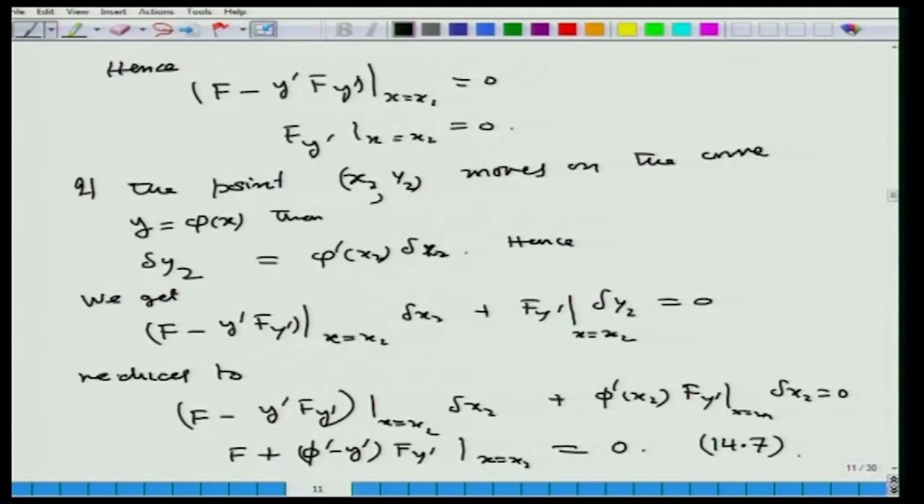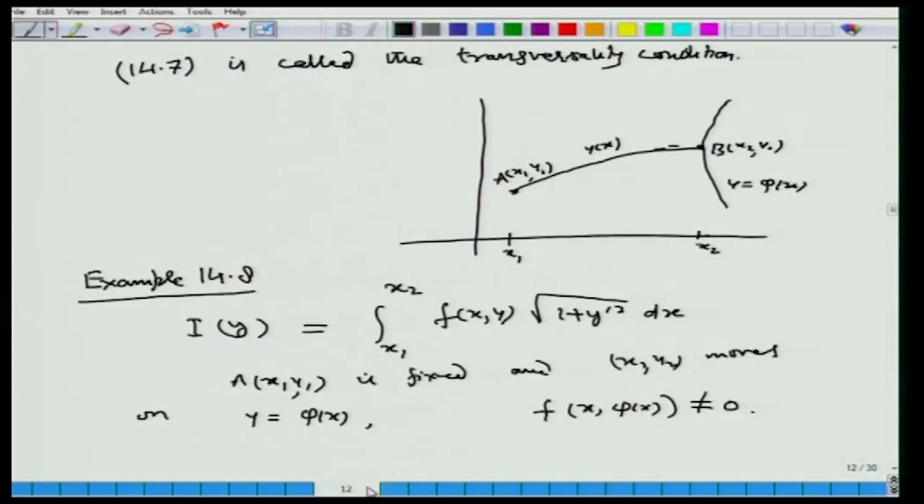So, we get this 14.7, which is f plus phi prime minus y prime times f y prime evaluated at x2 equal to 0. So, this is the condition known as the transversality condition, and that is what is used here in this example 14.8.